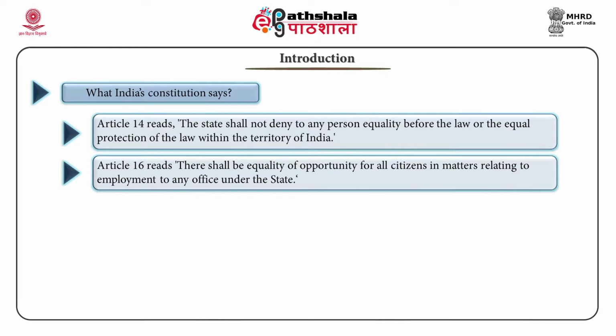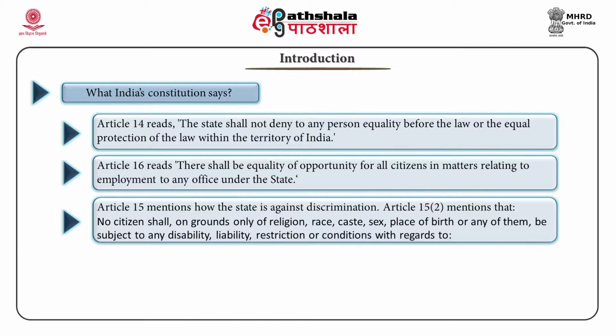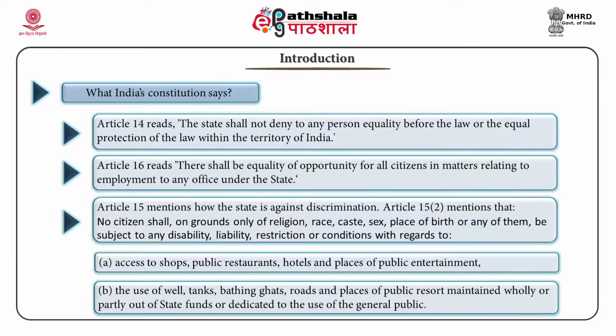Article 16 reads, "There shall be equality of opportunity for all citizens in matters relating to employment to any office under the state." Article 15 mentions how the state is against discrimination. For example, 15.2 states, "No citizen shall, on the grounds only of religion, race, caste, sex, place of birth, or any of them, be subject to any disability, liability, restriction, or conditions with regards to access to shops, public restaurants, hotels, and places of public entertainment, or the use of wells, tanks, bathing ghats, roads, and places of public resort, maintained wholly or partly out of state funds or dedicated to the use of the general public." So this is some indication of the constitutional provisions guaranteeing equality in various forms.